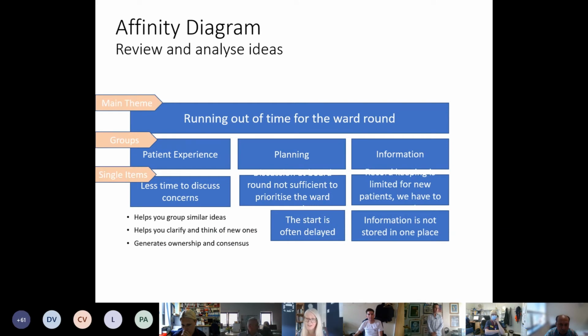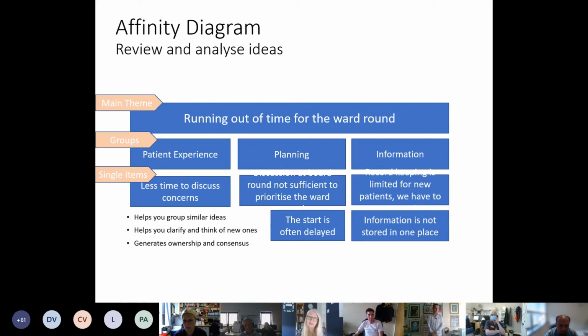And when you've done the 5 whys and you've had that discussion, you can then start to put it into a structure. This is called an affinity diagram. This is where you can break things down into themes. You've got the main theme, which is running out of time for the ward round. You've got the groups that you've got themes for, so patient experience and planning and information.